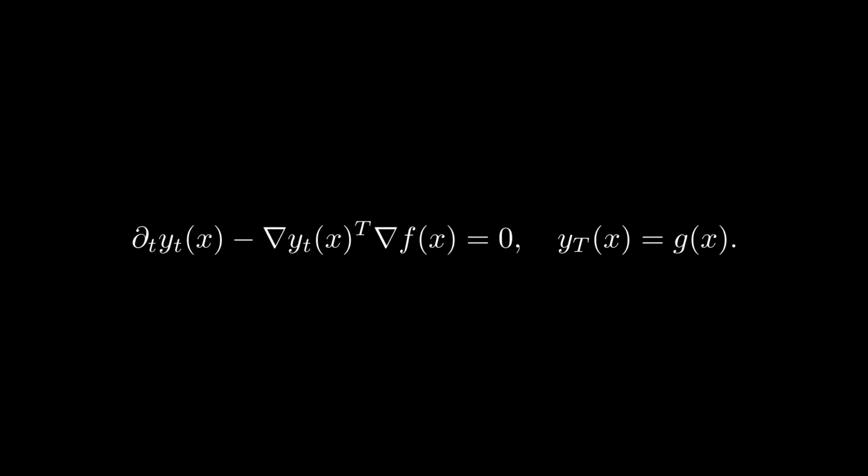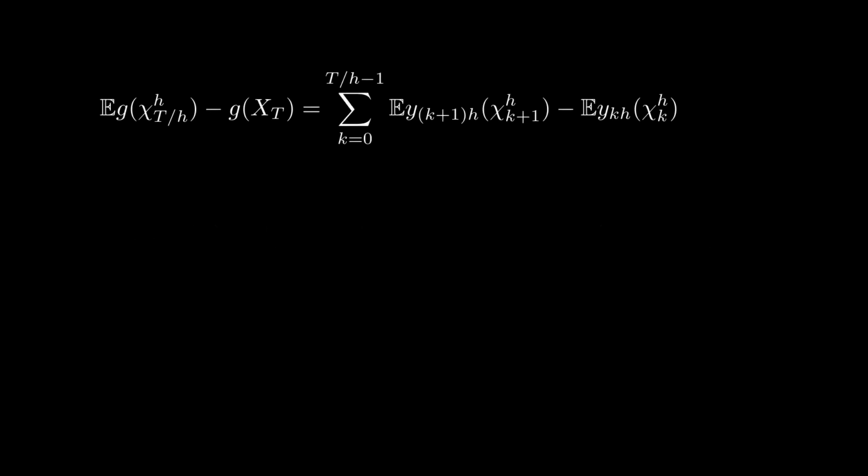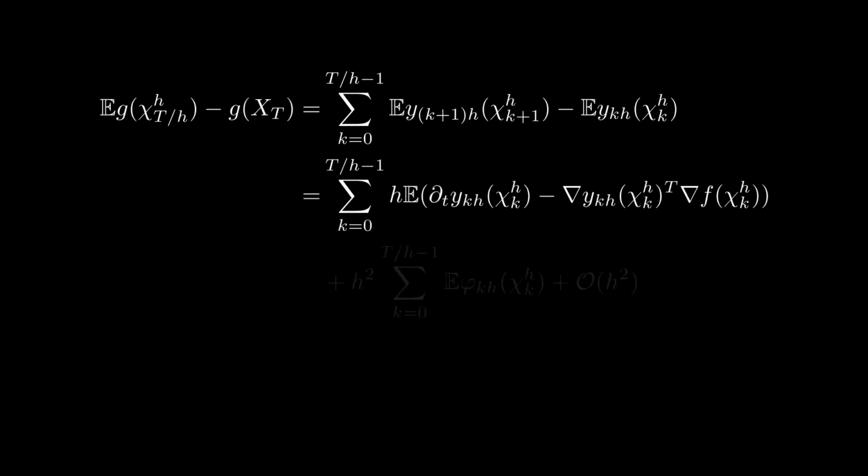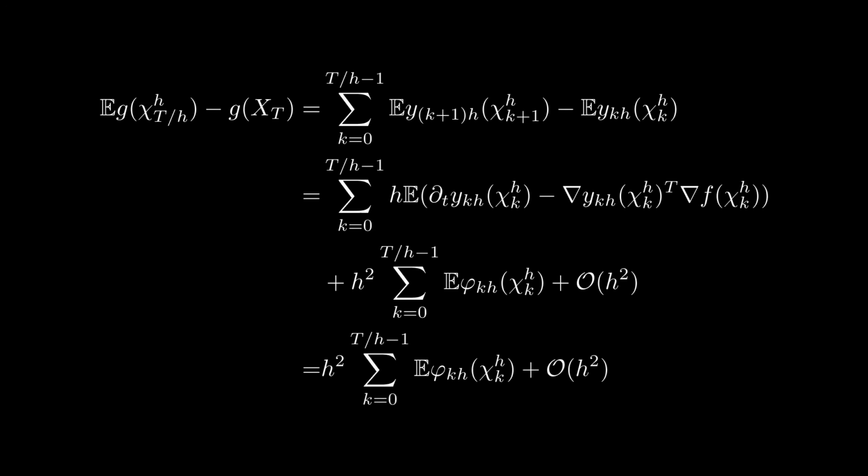And also that at the time horizon t, y is exactly g. Then we can express the difference in losses using a telescoping sum and then apply a second order Taylor expansion to y. The second order terms match exactly our definition of phi, and the first order terms vanish thanks to the Feynman-Kac formula.